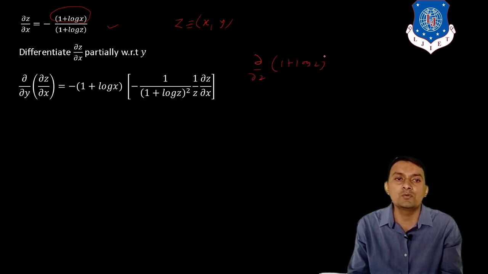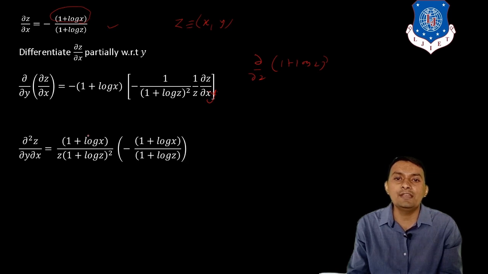So what are we going to get? 1 plus the derivative of 1, that is 0, and the derivative of log z, that is 1 divided by z. But z depends on x, and we want z depending on y, so we assume del z by del y. And so finally we can say that del square z by del y del x is the same as 1 plus log x, minus 1 plus divided by z into 1 plus log z raised to power 2, and del z by del y.